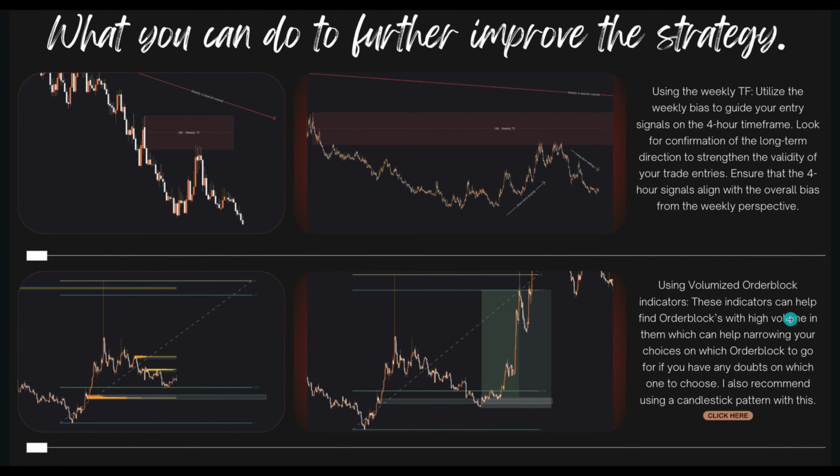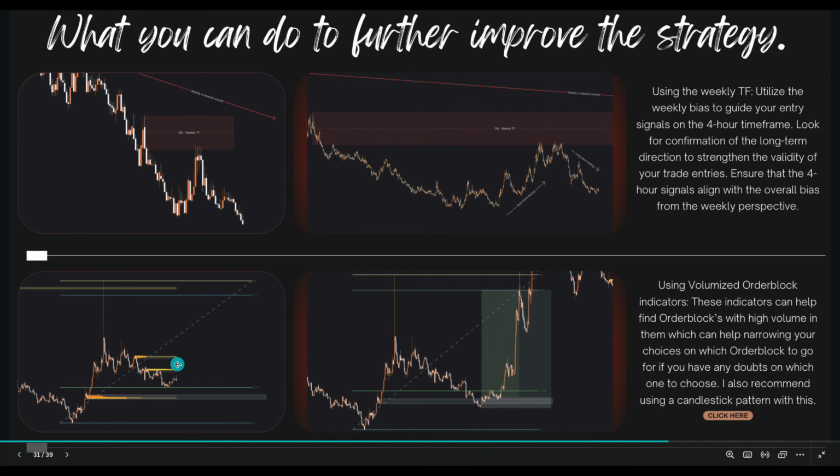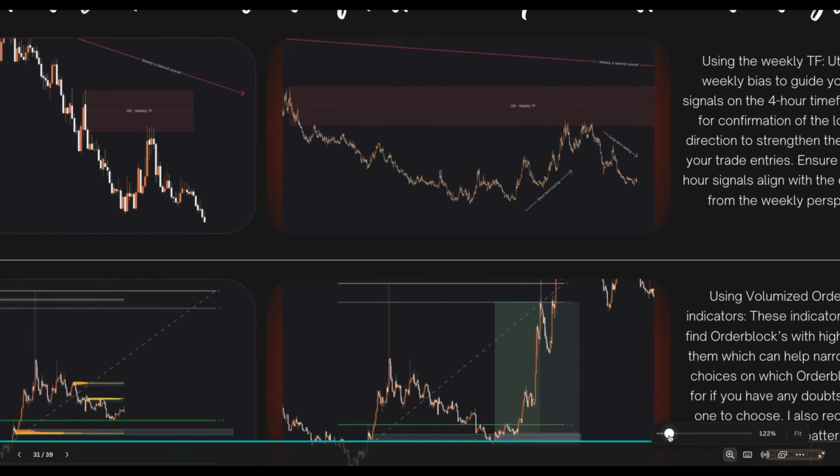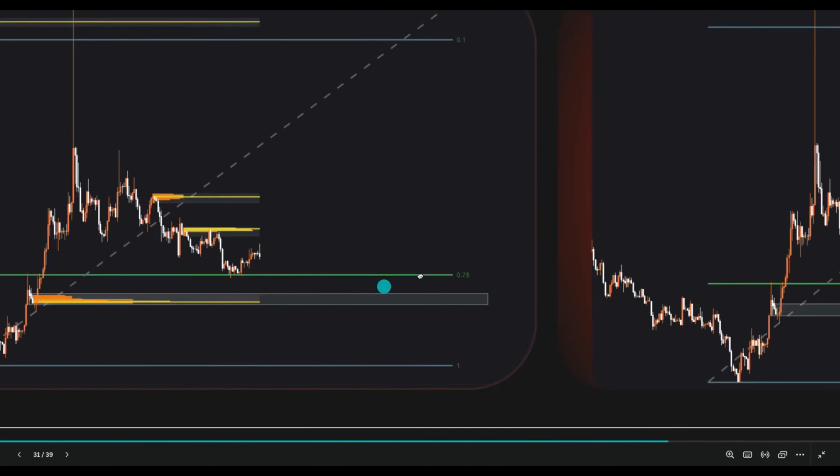Now next is using volumized order block indicators. These indicators can help find order blocks with high volume in them, which can help narrow your choices on which order block to go for if you have any doubts on which one to choose. I also recommend using a candlestick pattern with this. This is the link for this indicator. Now, I want to talk about it in a little bit more detail here.